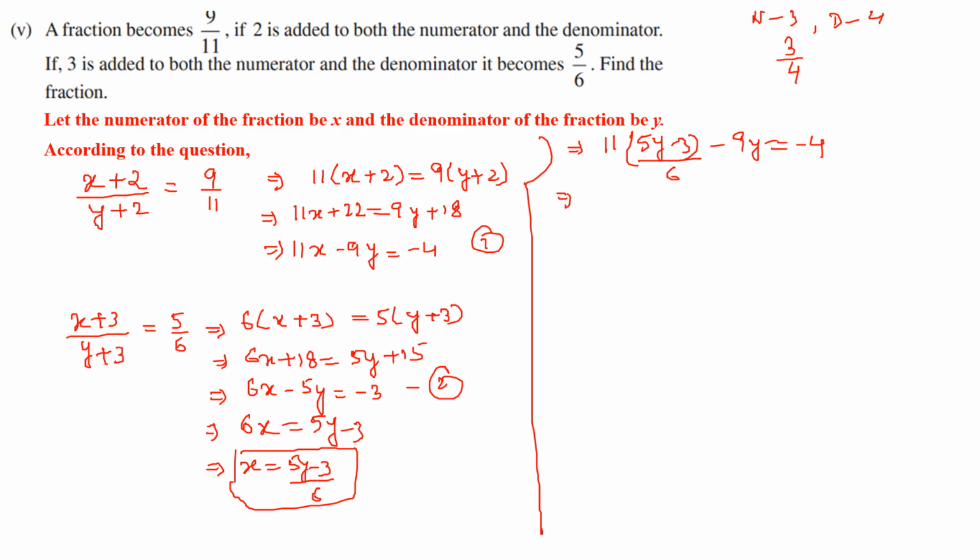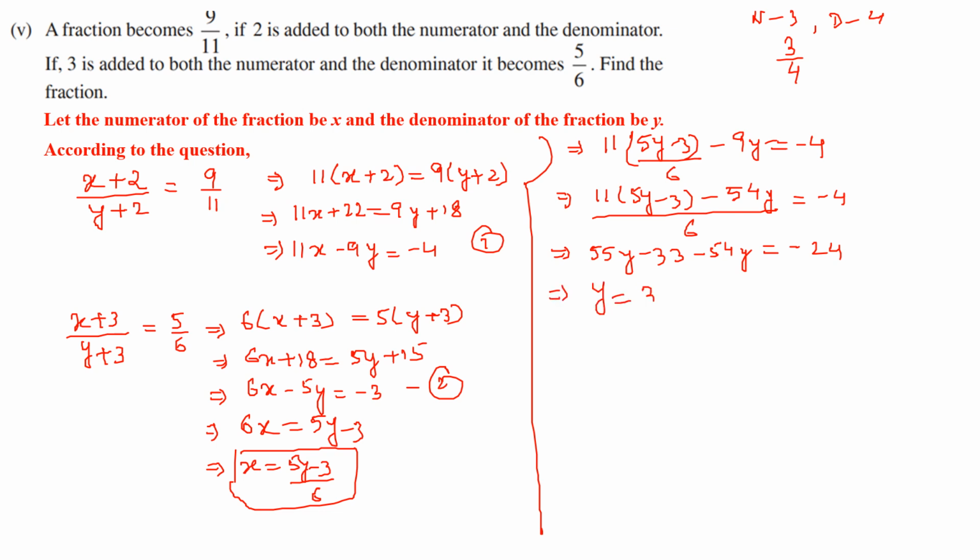Now let's take 6 as LCM. So it will be 11 times 5y minus 3 minus 54y divided by 6 equal to minus 4. Now this will give me 55y minus 33 minus 54y equal to 6 into minus 4, which is minus 24. I have transposed 6 from LHS to RHS. So this will give me y equal to 33 minus 24, which is 9. So the value of y is 9.